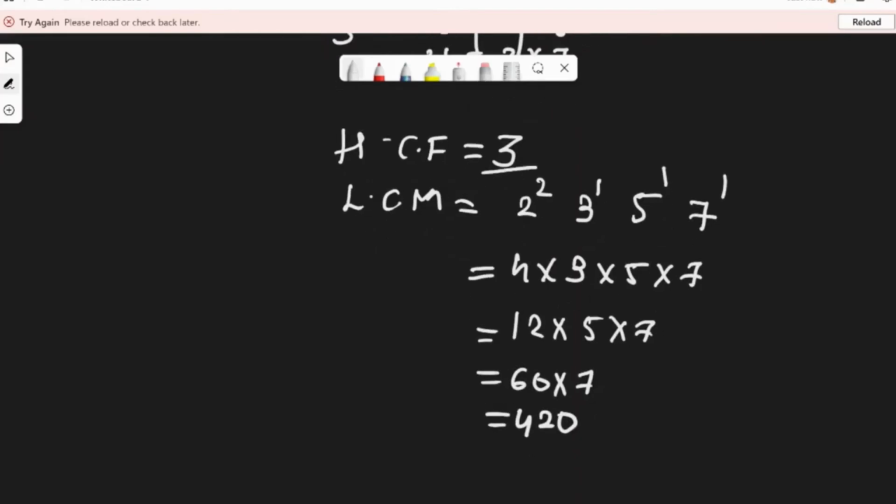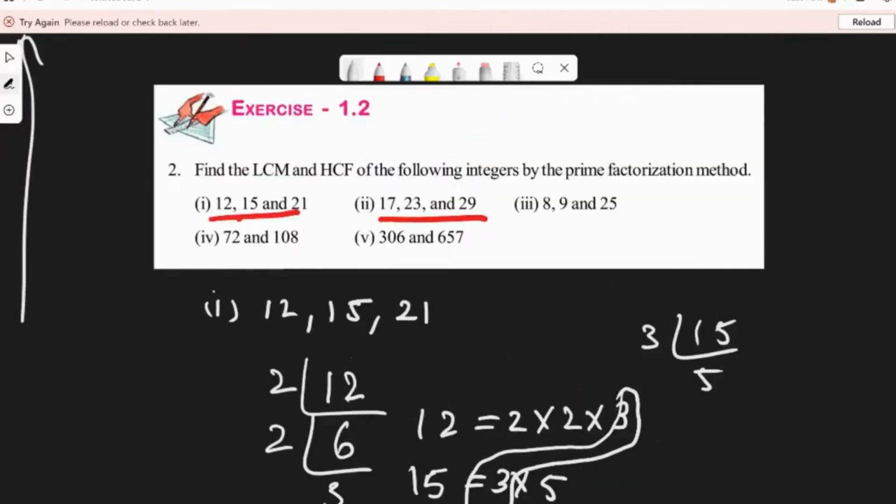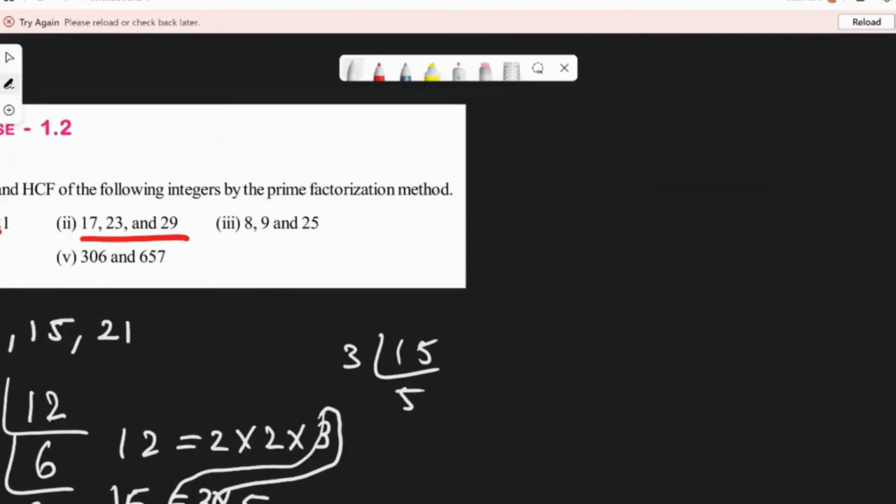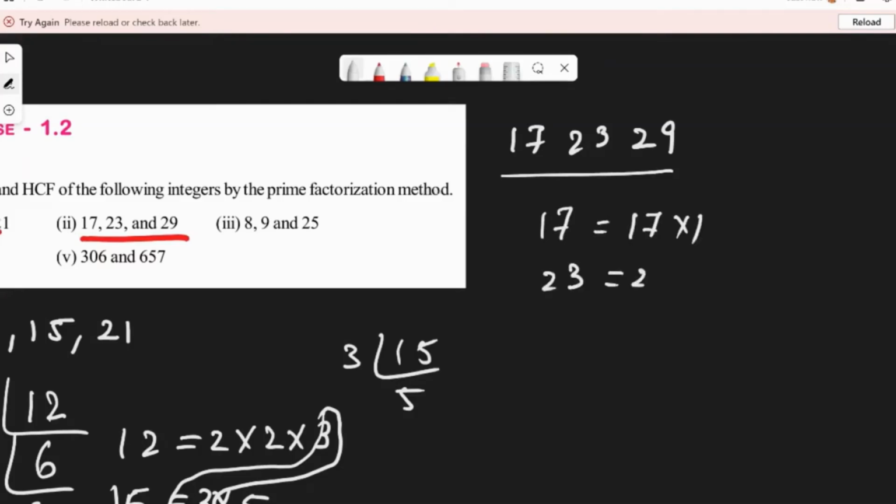So HCF is 3 and LCM is 420. Next one, 17, 23 and 29. We know that all of the three numbers are prime numbers. So 17 is equal to 17 into 1, 23 is equal to 23 into 1 and 29 is equal to 29 into 1.